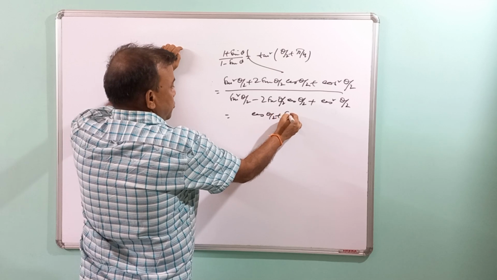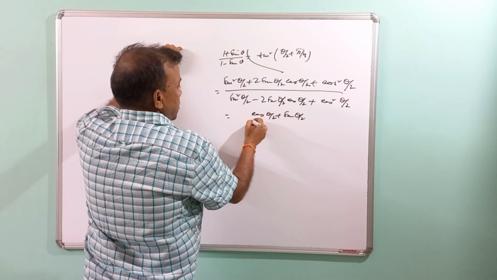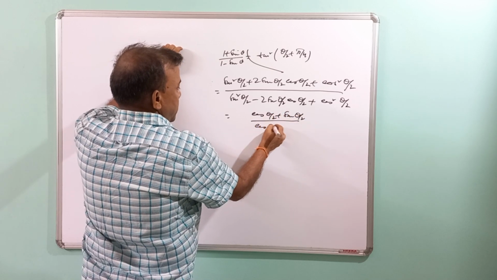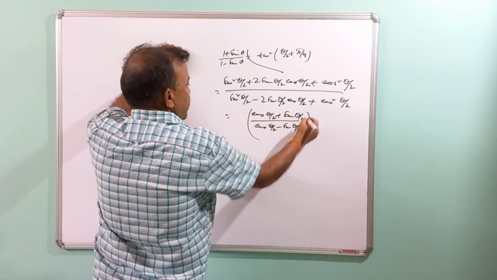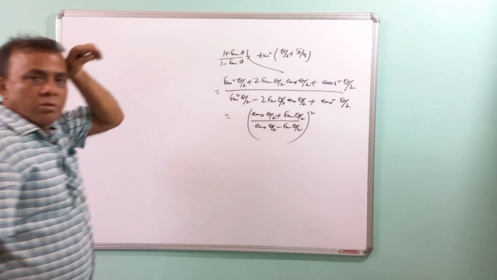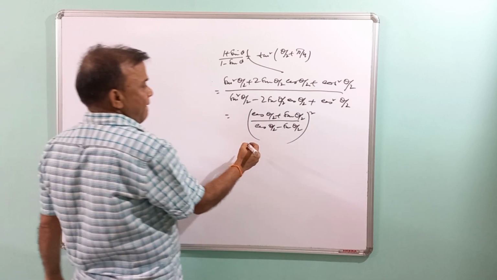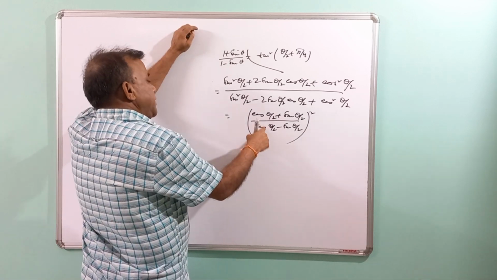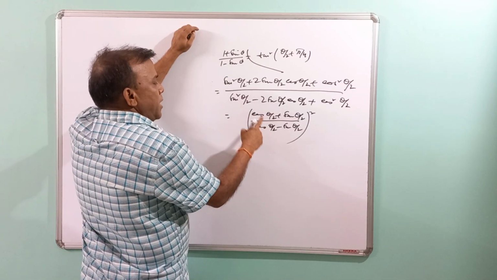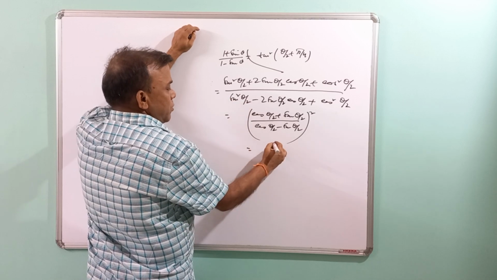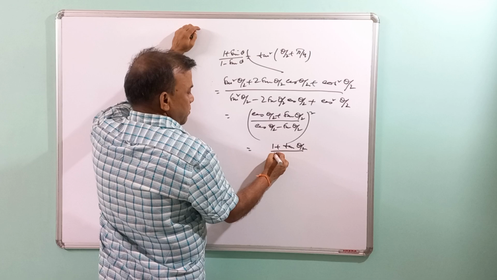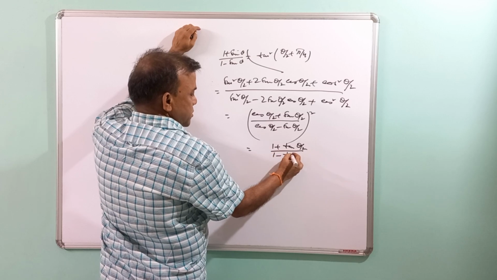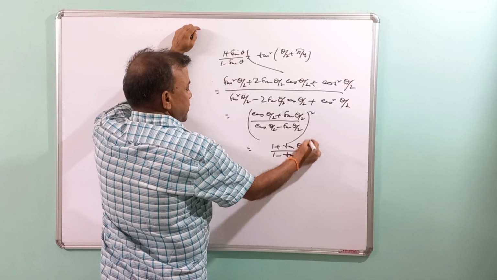Cos theta by 2 plus sin theta by 2, by cos theta by 2 minus sin theta by 2, whole square. Okay. Dividing numerator and denominator by cos theta by 2, we get 1 plus tan theta by 2 by 1 minus tan theta by 2.